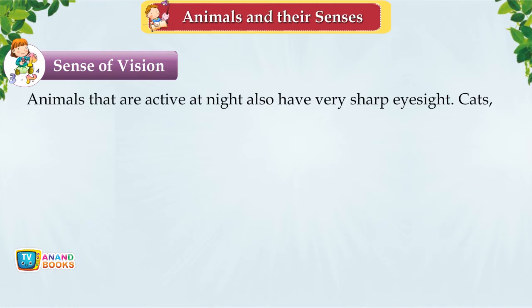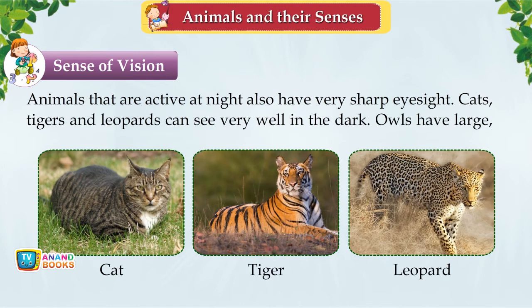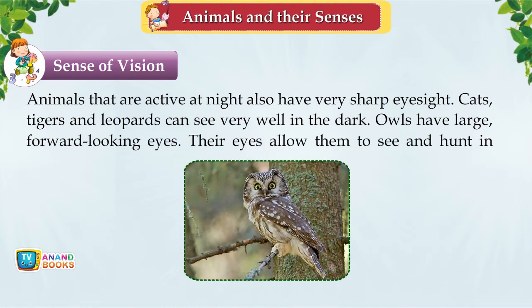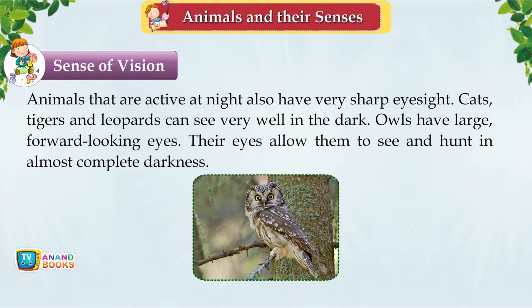Animals that are active at night also have very sharp eyesight. Cats, tigers and leopards can see very well in the dark. Owls have large forward-looking eyes. Their eyes allow them to see and hunt in almost complete darkness.